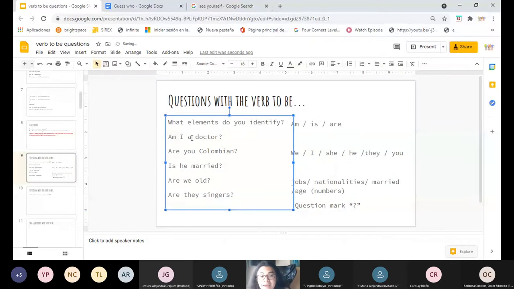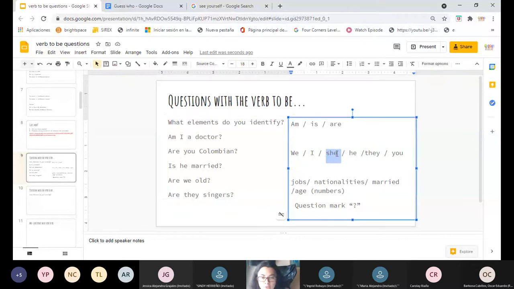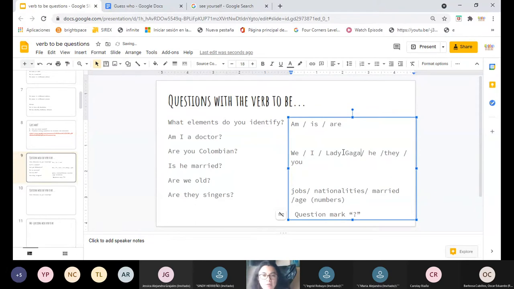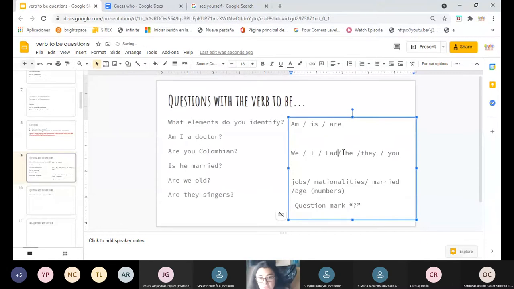So we use verb to be, like in this case, sorry guys. We say, am I a doctor? Are you Colombian? Is he married? Are we all? Are they singers? We use the pronouns or the subjects. Podemos cambiar she for Lady Gaga, for example. Is it possible or not really? Yes, teacher, it's possible. That's right. Okay, very good. Excellent. So we can change he for Lady Gaga, or she for Lady Gaga, or we can change he for Nelson, or we can change they for Tatiana and Jessica, etc.